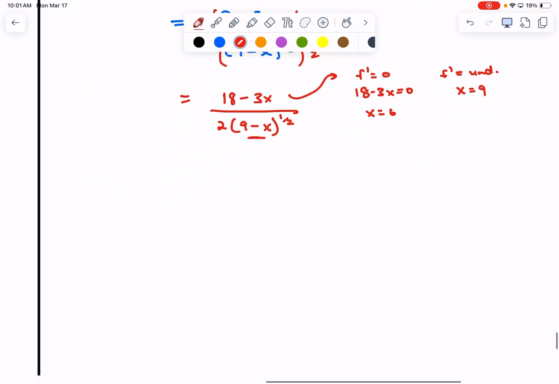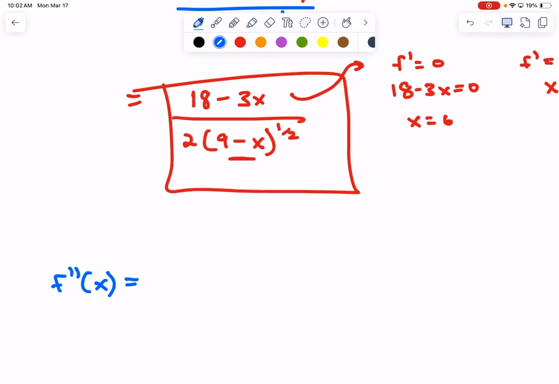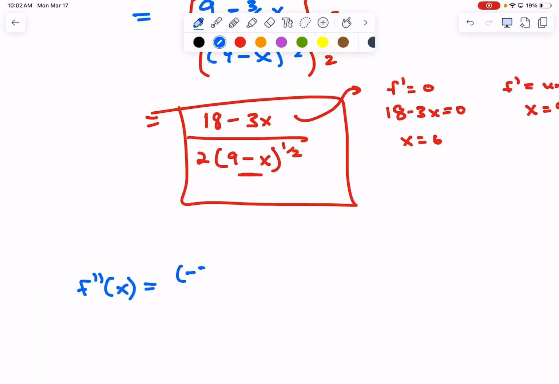But we're going on to the second derivative. We've got bigger, better things to do. Second derivative is going to suck. Here we go. This is why Teo wanted this one, because it's terrible. Derivative of the top is negative 3 times the bottom, 2 times 9 minus x to the 1/2 power, minus, the quotient rule is minus.